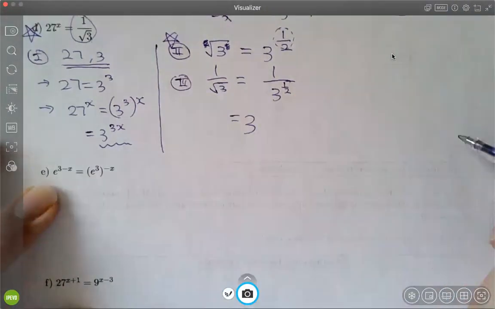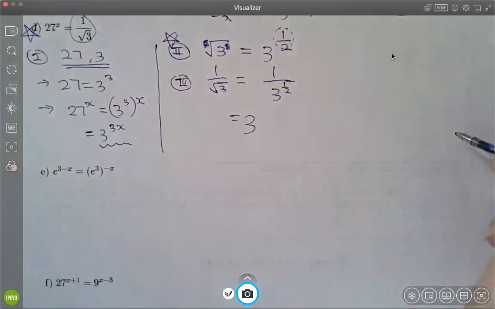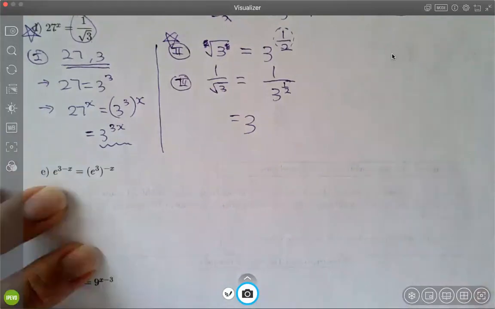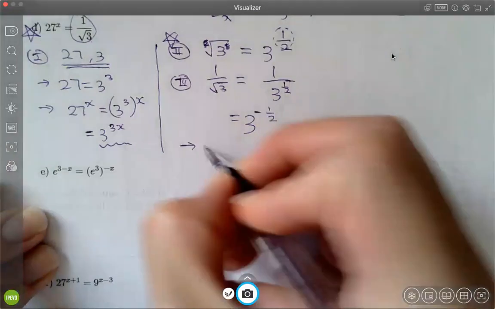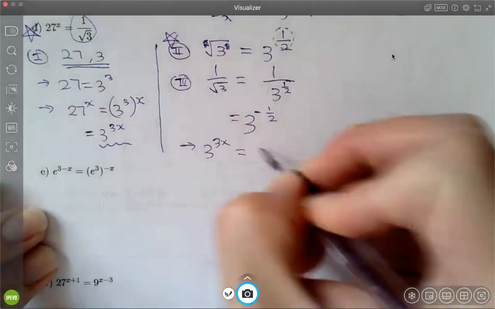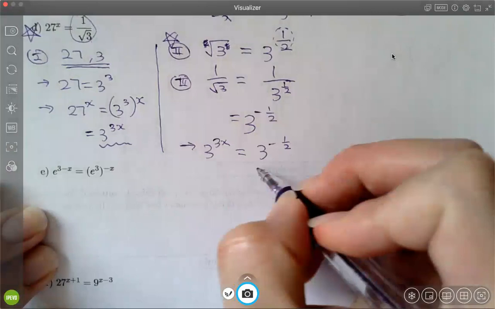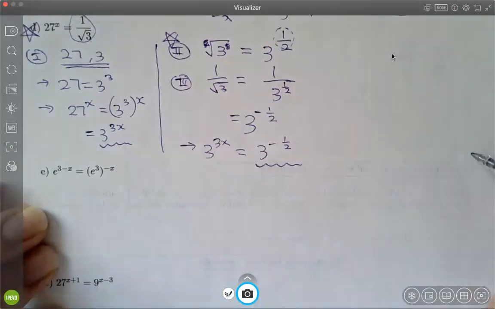And now we have to go back to Kendra's answer, the negative sign. Okay, so it's negative of what? 1/2, right? Okay, so we have 3 to the power 3x is equal to 3 to the power negative 1/2. Okay, so that 3 to the power negative 1/2 is the exponential form of 1 over square root of 3.